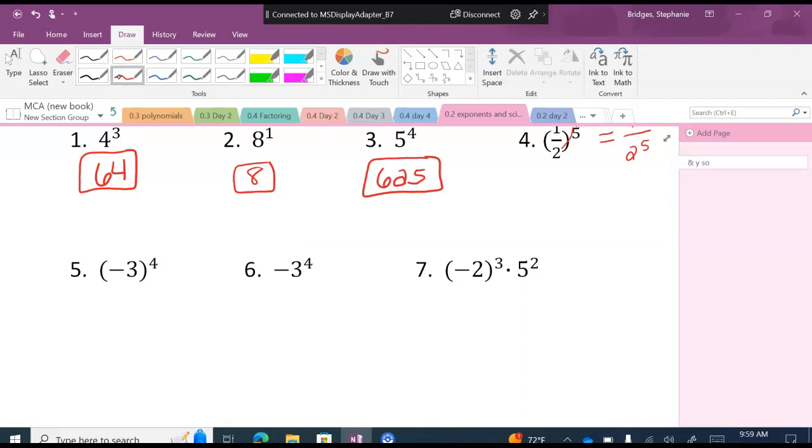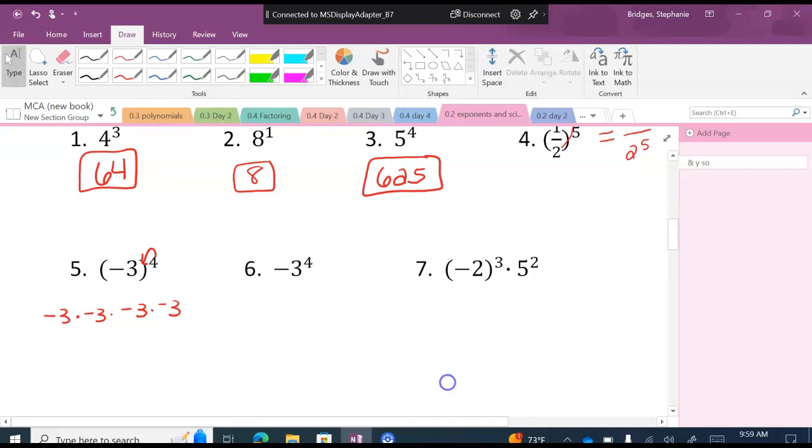Exponents touch whatever is directly to the left of them. In number 5, that exponent touches the parenthesis. So everything inside the parenthesis is raised to the 4th power, which means it's -3 times -3 times -3 times -3. Whereas in number 6, what does it touch? Just the 3.